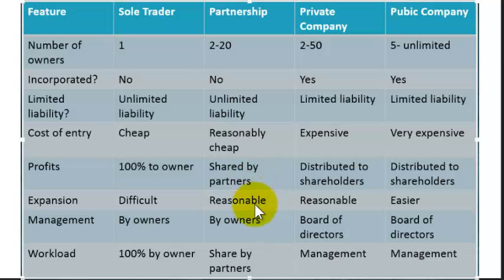The ability to expand is reasonable, but again relatively limited to the amount of partners you have. So that's why people start looking at other forms like a private company. The management is still done by the owners themselves, and quite often what partners do, they try and complement their skills. The downside is that they must share the profits, but they can also share the workload in terms of having different skills or complementary knowledge that can work quite well.